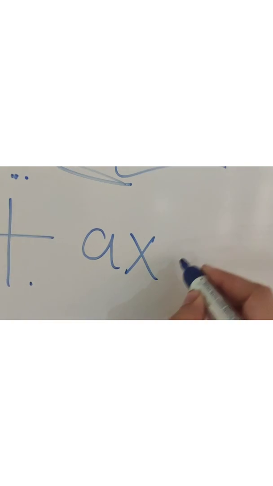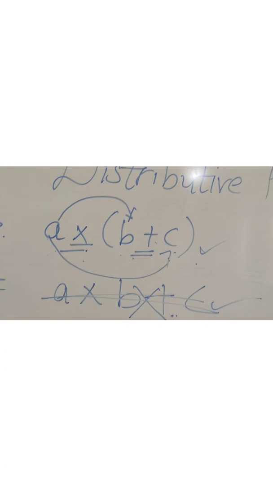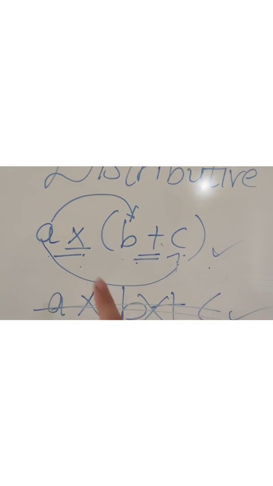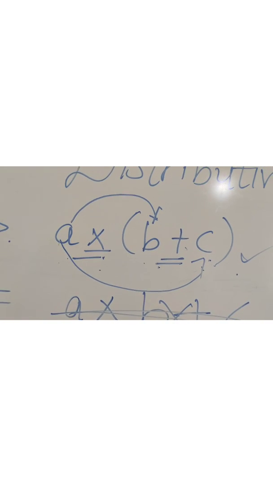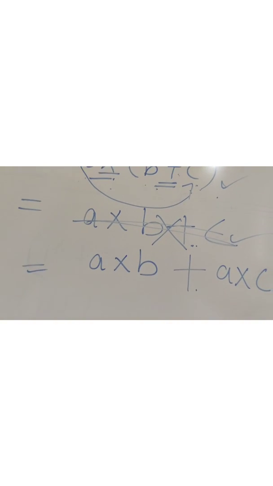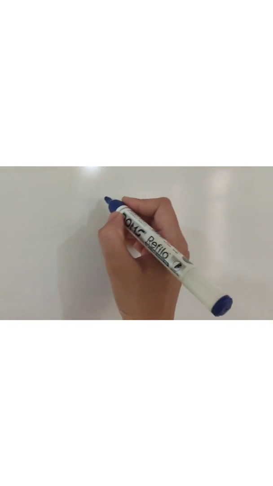A multiply by C. So this is how we have to multiply, and this is distributive property. A will get distributed over B and C. Okay, so this is the distributive property. Let's take one example based on this property.